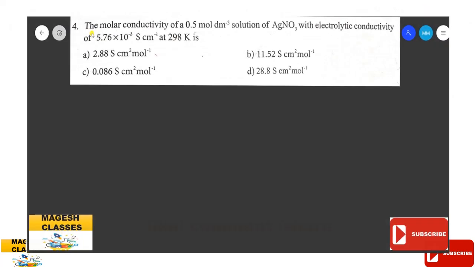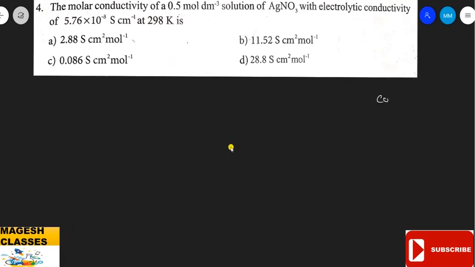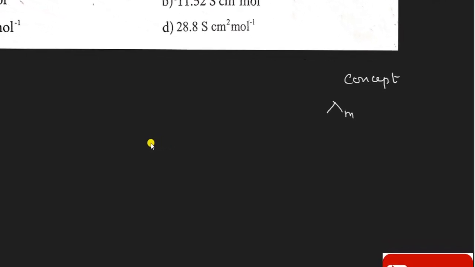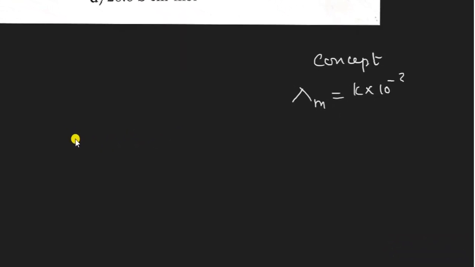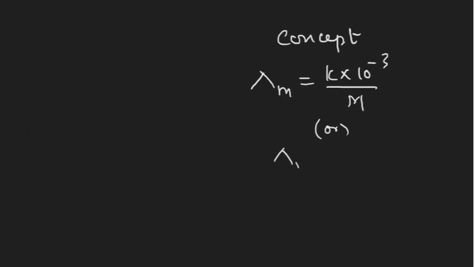Clear? Question number 4. The molar conductivity of a 0.5 mole per decimeter cube solution of silver nitrate with the electrolytic conductivity of 5.76 into 10 power minus 3 Siemens centimeter inverse at 298 Kelvin is. Here the electrolytic conductivity is given, and the molar conductivity is asked in the question. The concept is, molar conductivity and the electrolytic conductivity, that is kappa, are related as: molar conductivity is equal to kappa into 10 power 3 divided by M.